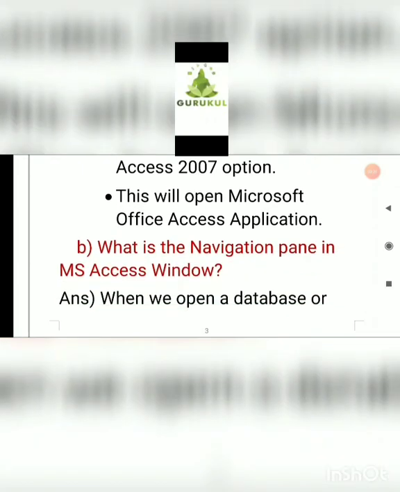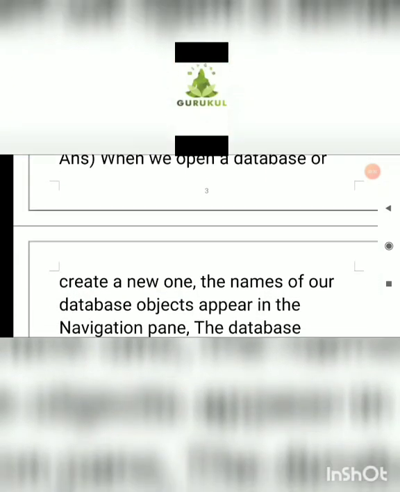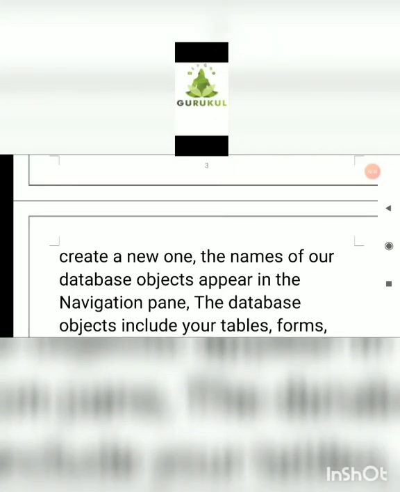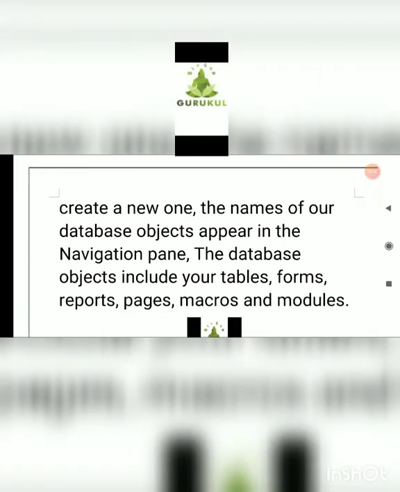Next, what is the navigation pane in MS Access window? When we open a database or create a new one, the names of our database objects appear in the navigation pane. The database objects include your tables, forms, reports, pages, macros, and modules.